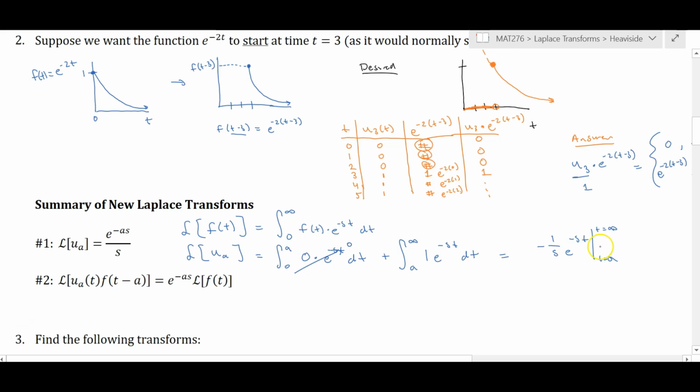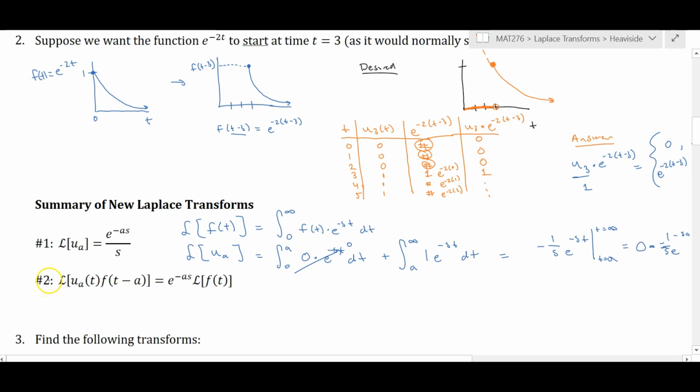At infinity, this thing will equal 0, because e to the negative s times infinity is 0 for positive s's. And then if you plug in a, and subtract away the function evaluated at the lower endpoint, you'll get negative 1 over s times e to the negative s times a. The e is not in the denominator here. So notice that what we end up with is e to the negative as over s.